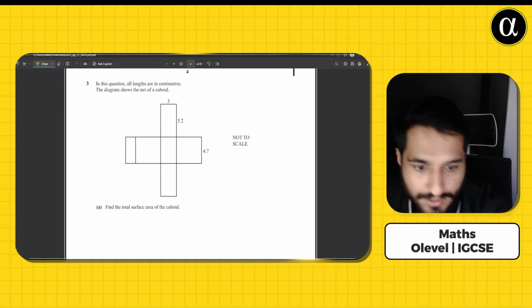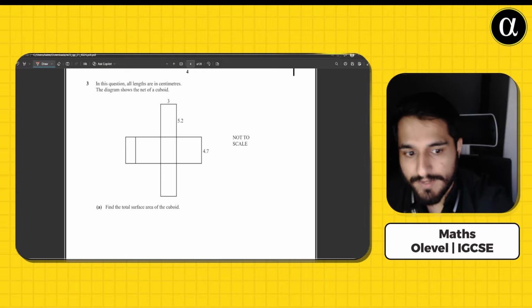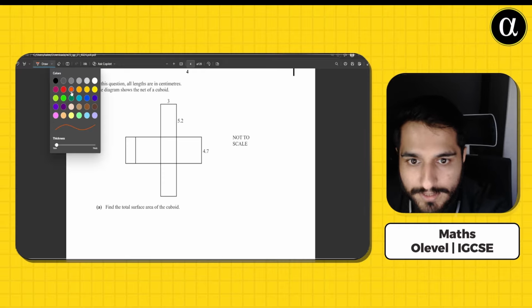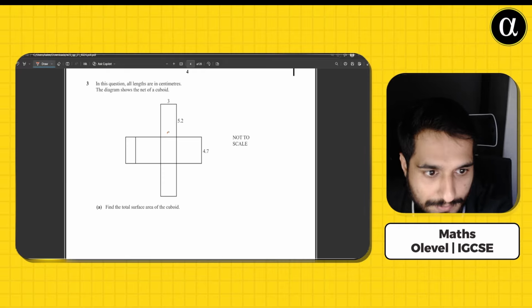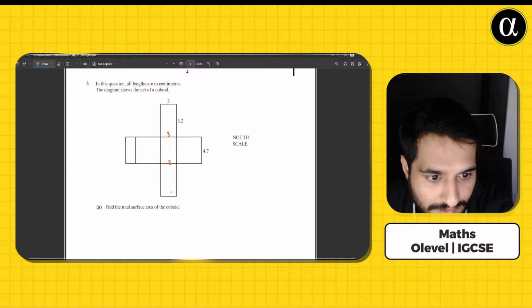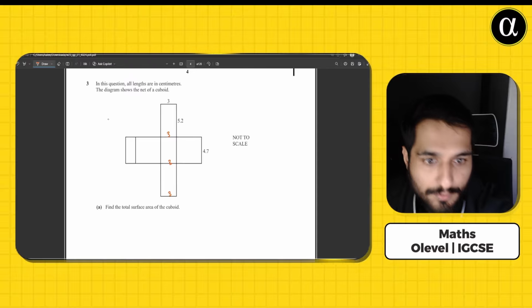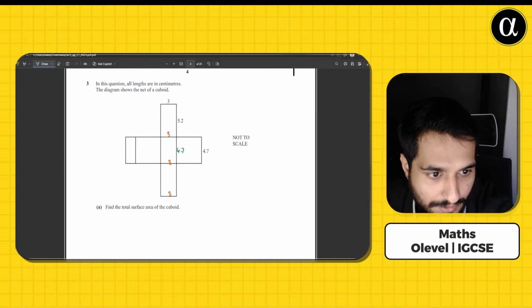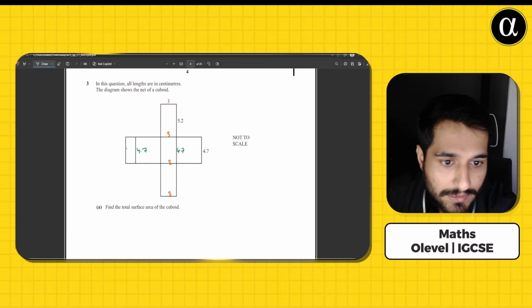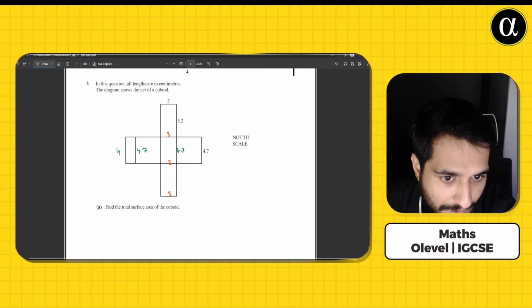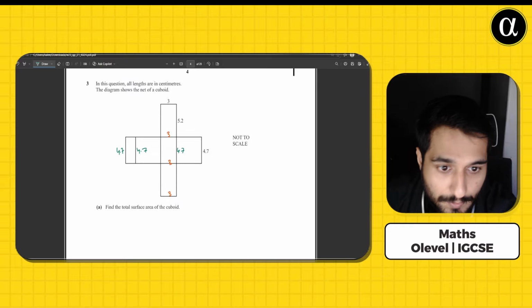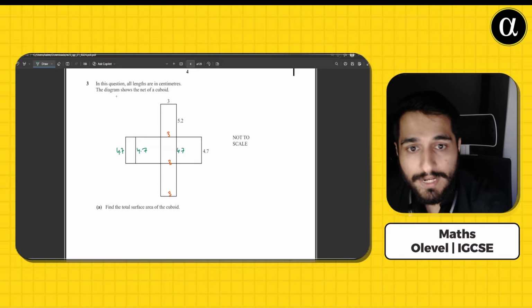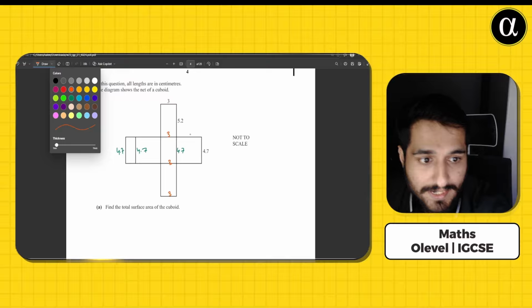Now in the first part, it says we are supposed to find the area of a cuboid. To find the area of a cuboid, this length is going to be the same as this 3, and this 3. Now this 4.7 is going to be the same all the way for this part, and this part as well, right? 4.7. Now what else do we know? We need to check that. Now how do we find the other sides?